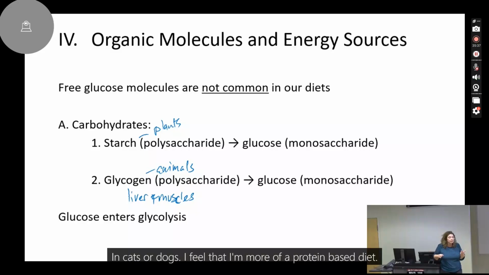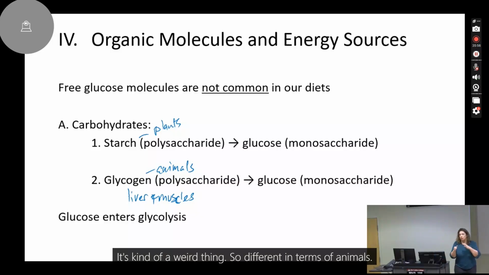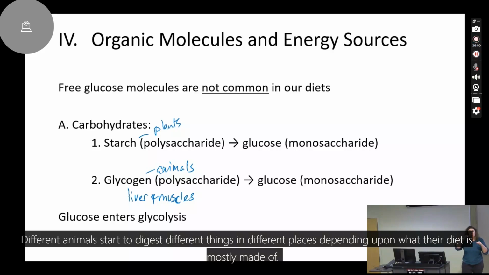In cats or dogs, things that have more of a protein-based diet, they start digesting proteins in their mouth right off the bat, not starches. So they have different enzymes in their mouth. They have proteases. Instead, we have amylase. It's kind of a weird thing. So different animals start to digest different things in different places, depending upon what their diet is mostly made of.